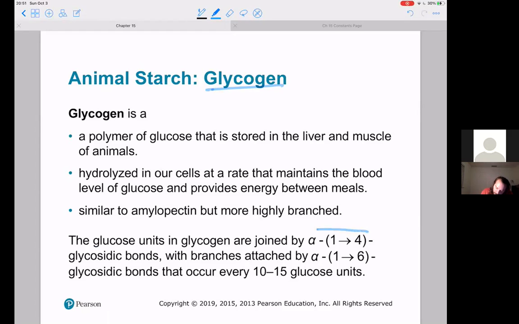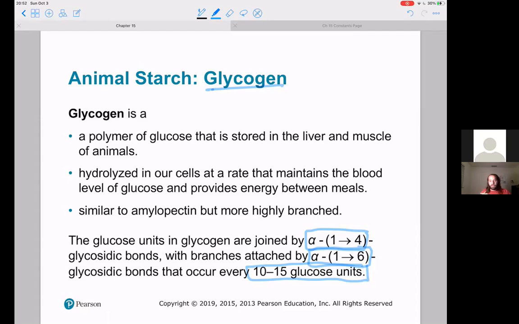It's very similar to amylopectin. It consists of the alpha-1,4 linkages and then these alpha-1,6 branch points, okay? The only difference is it's slightly more highly branched than amylopectin. Whereas in amylopectin, a branch point would occur every 20 to 25 glucose units, for glycogen, it occurs every 10 to 15 glucose units, every 10 to 15 glucose molecules.